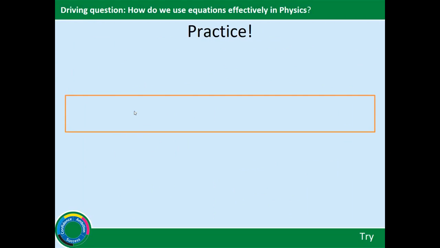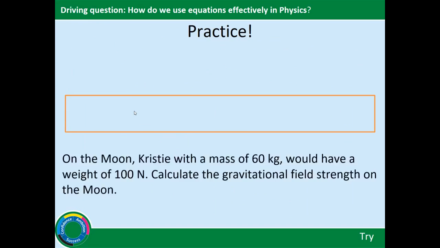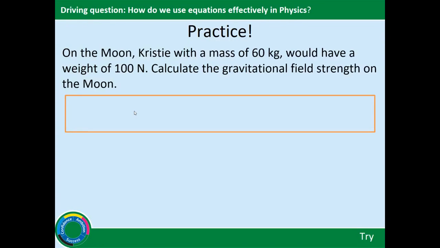So, as usual, let's practice a question. On the moon, Christy with a mass of 60 kilograms would have a weight of 100 newtons. Calculate the gravitational field strength on the moon.